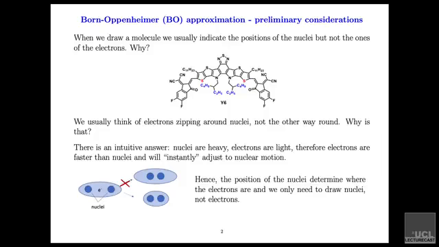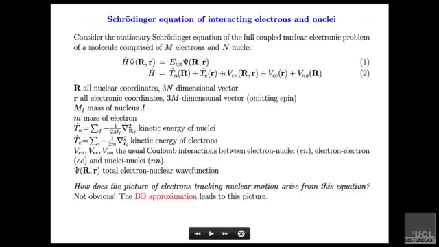Therefore, in some sense, the nuclear positions determine what the electrons are doing. And therefore we just leave them out when we draw a molecule that's as complicated as this one. So the question is, where does this all come from? And how can we understand or justify this from first principles? Now, if we talk about first principles, we have to write down the Schrödinger equation that governs everything that happens with electrons and nuclei.